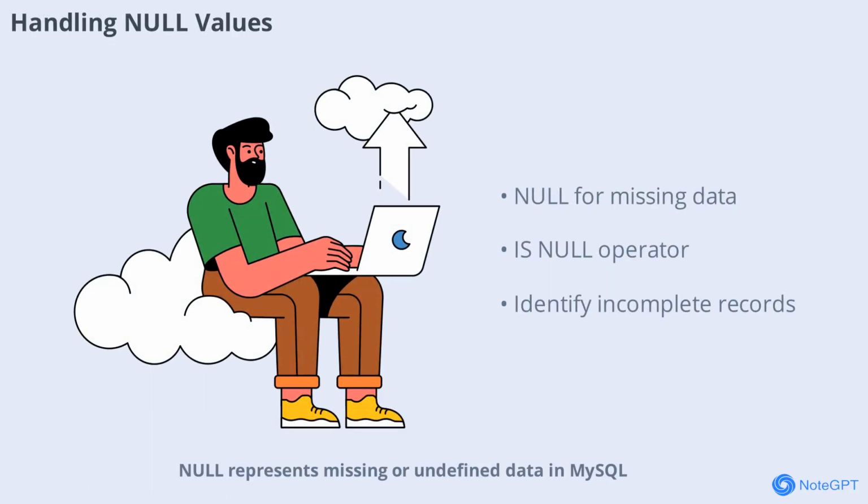NULL represents missing or undefined data in MySQL. To find records with null values, use SELECT * FROM emp WHERE designation IS NULL. This is useful for identifying incomplete data or fields that need updating. Remember, NULL is different from an empty string or 0, it means no value has been assigned.